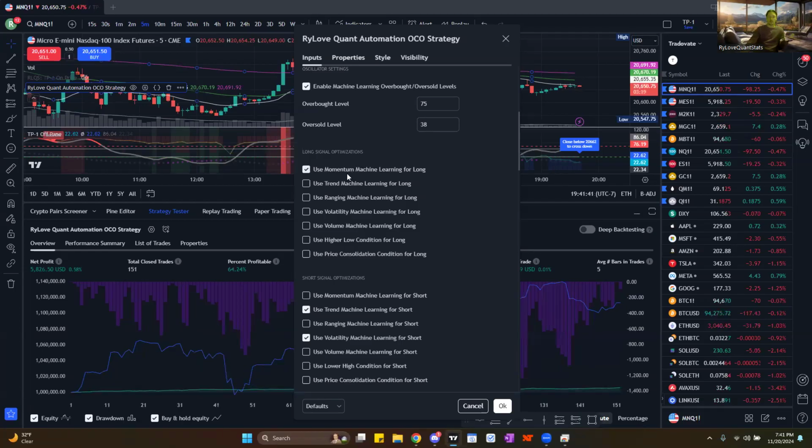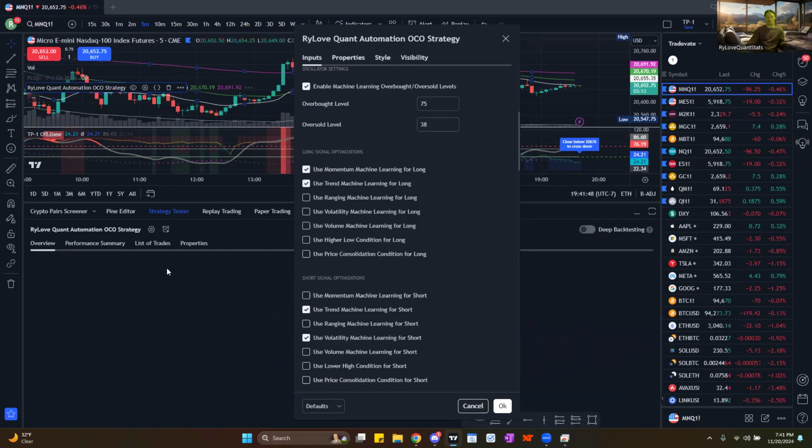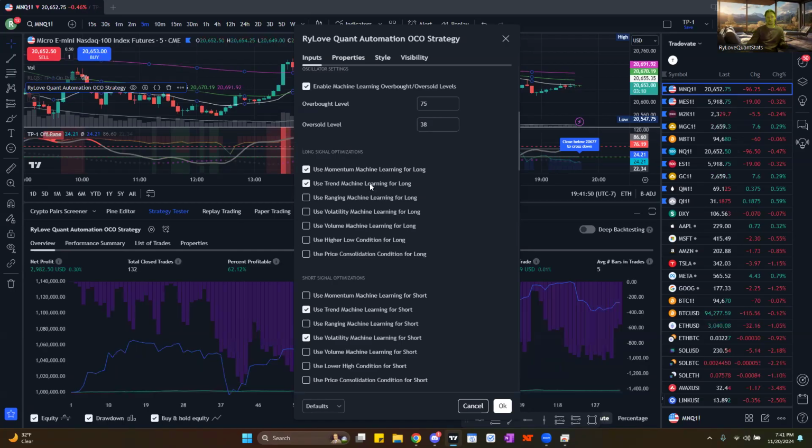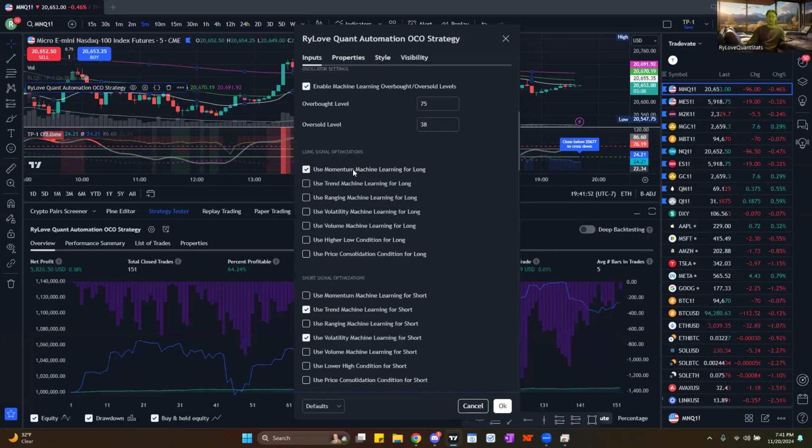So ideally, you don't want to have too many of these on at one point, and that's only because you're going to drop how many trades you're taking by having more of these on. I really love this momentum machine learning one. I'll say it's making a huge, huge difference overall.